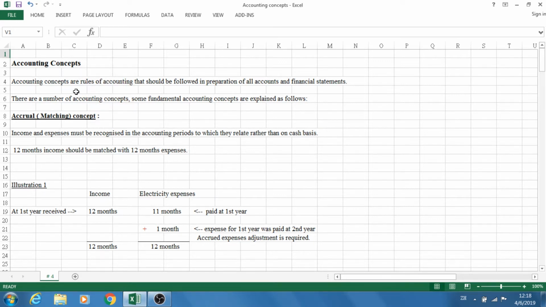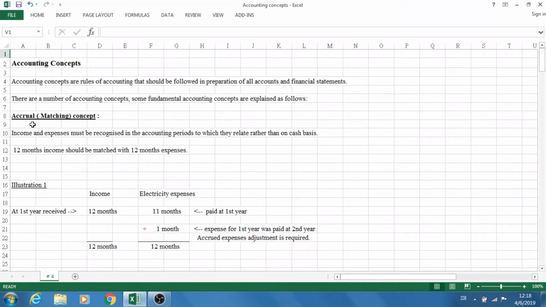Accounting concepts are rules of accounting that should be followed in preparation of all accounts and financial statements. There are a number of accounting concepts. Some fundamental accounting concepts are explained as follows.